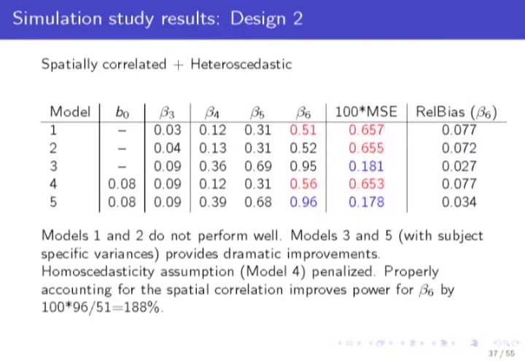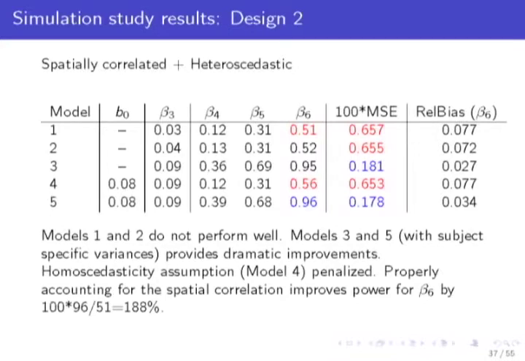Now, as you move to design 2, the spatially correlated and heteroscedastic is your design. You can see that models 1 and 2 do not perform well. So what I get from this simulation, from these two slides, is that the assumption of homoscedasticity and heteroscedasticity has a lot to do here for this type of data structure, if you believe that they are coming from that design. Models 1 and 2 do not perform well.